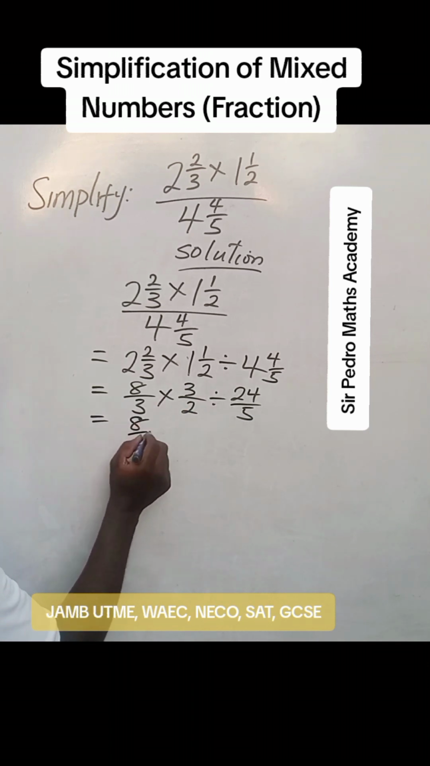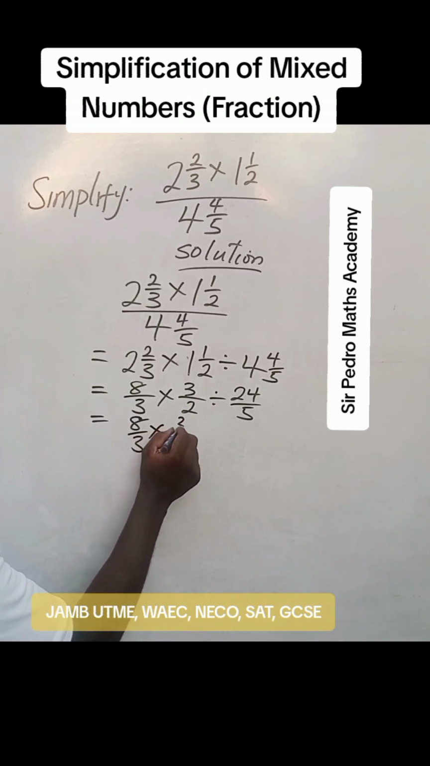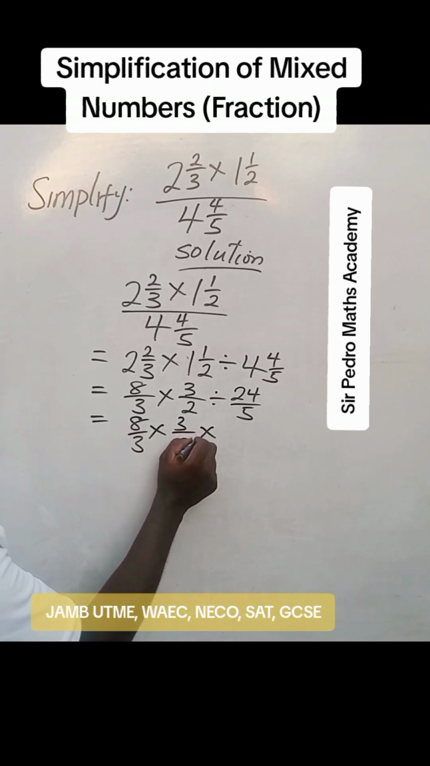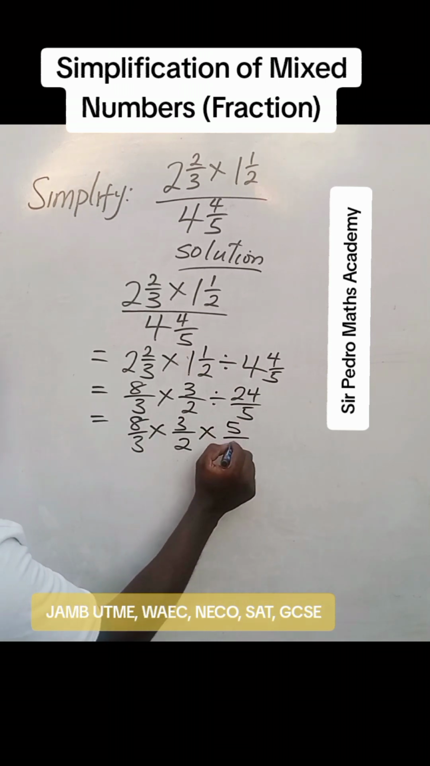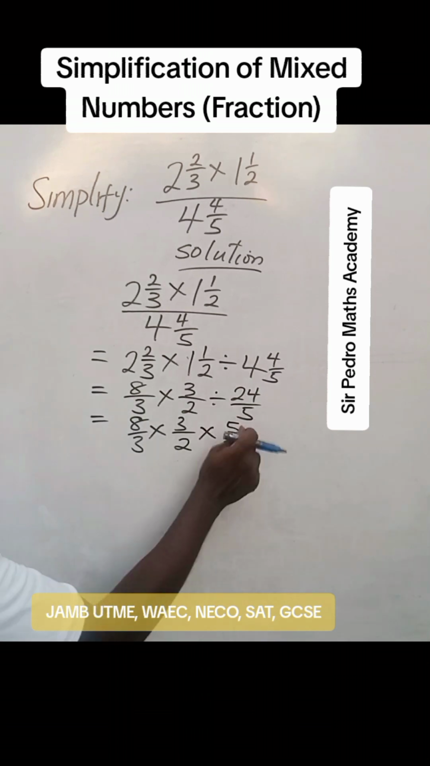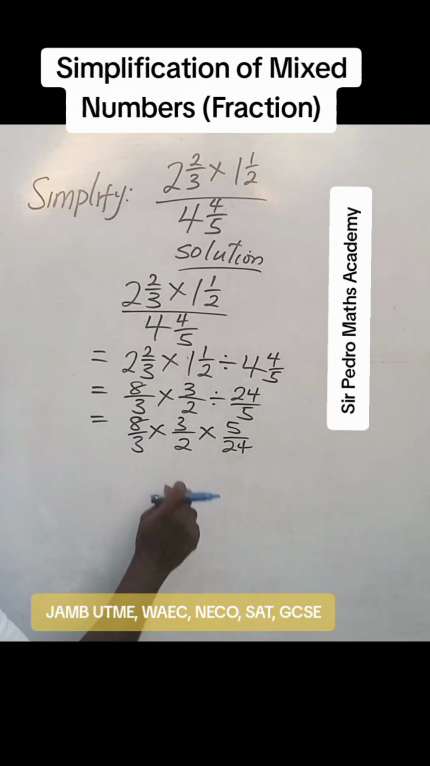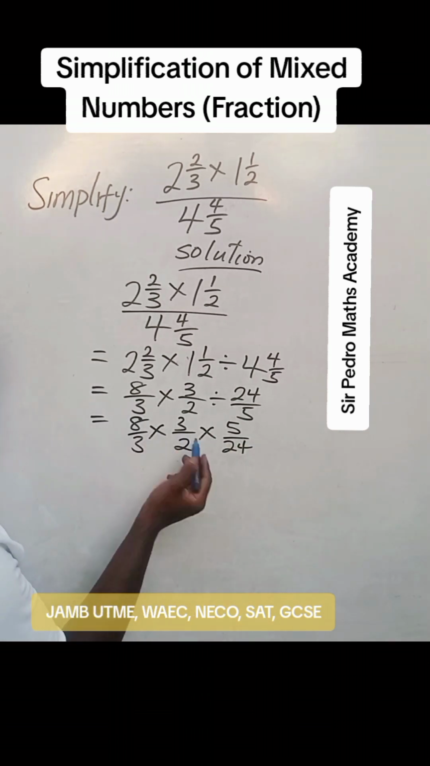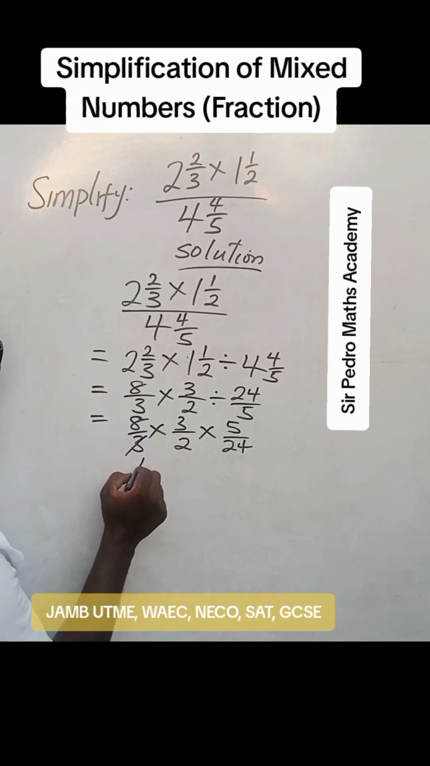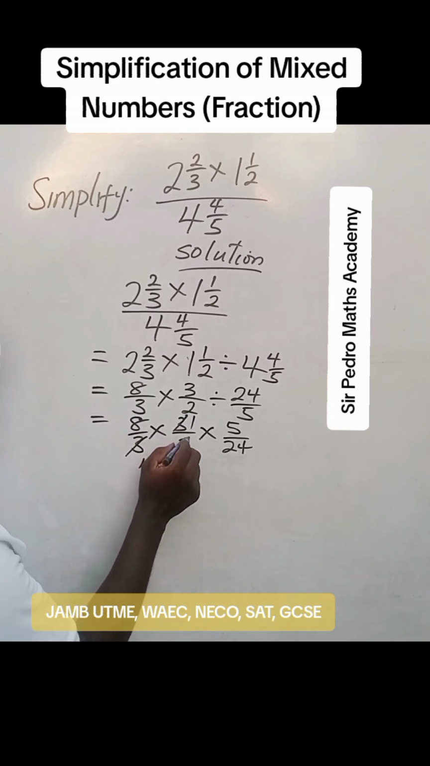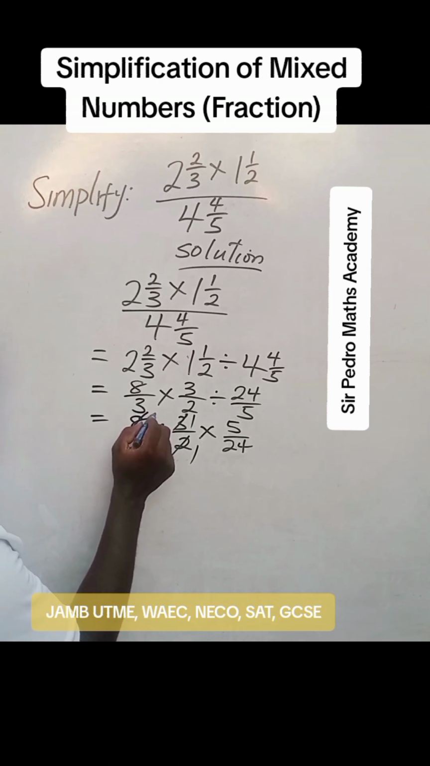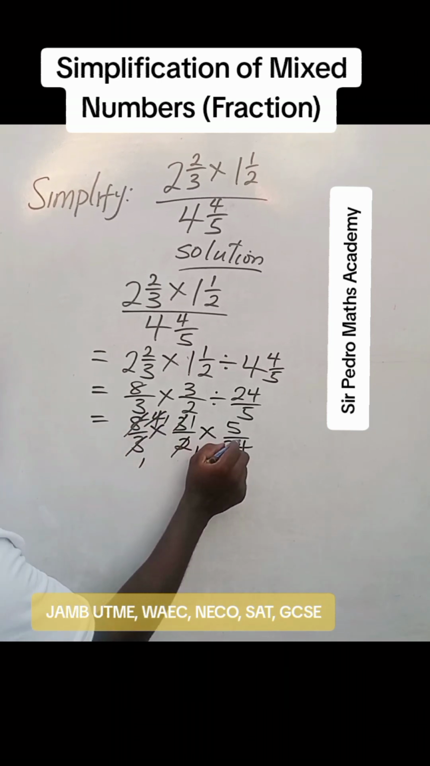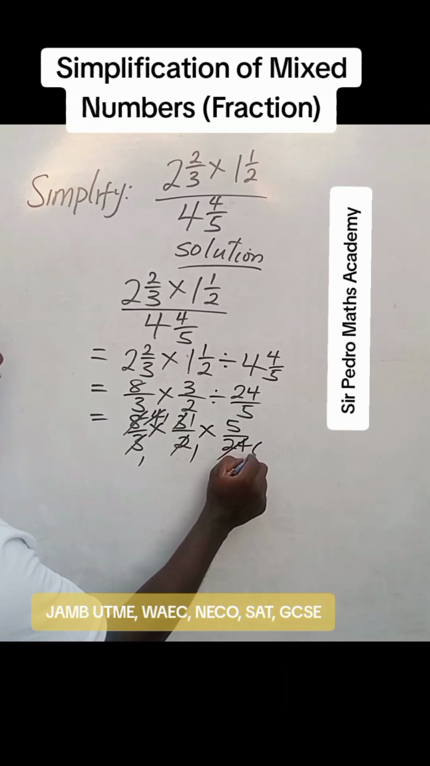So the next one is to change this division to multiplication. So you have 8/3 times 3/2 times, when you change this to times, the number goes up, so you have 5/24. So you flip it up. Okay. So at this moment you cancel. So you have 3 here, 1, 3 here, 1. You have 2 here, 1. 2 into 8, you have 4. 4 here, 1. 4 into 24, you have 6.